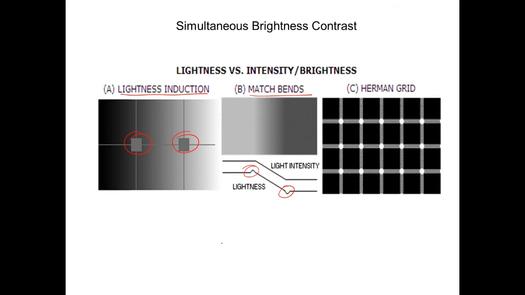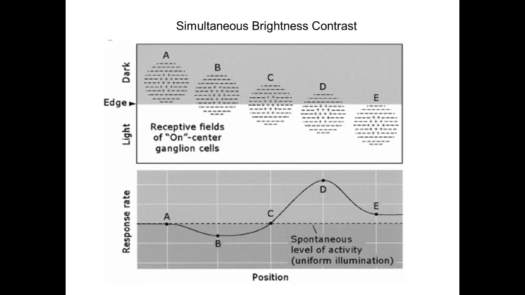In the Hermann grid, you can see that the same gray color appears white at the grid, at the four-way junction. What could be the reason? People have tried to reason it out. We will see whether that reason is correct or not. Our eyes, rods and cones, have these on-center and off-center receptive fields. Each of the photoreceptors has a receptive field, on-center and off-center.